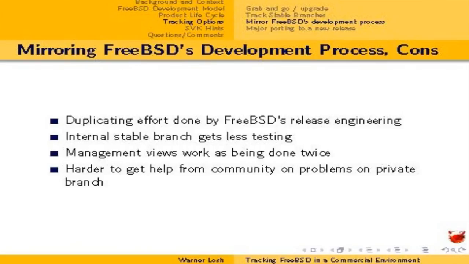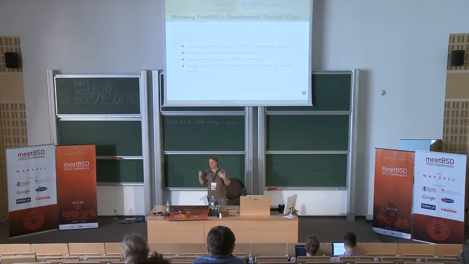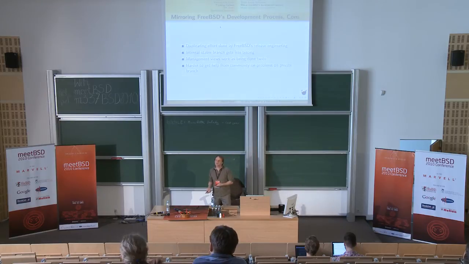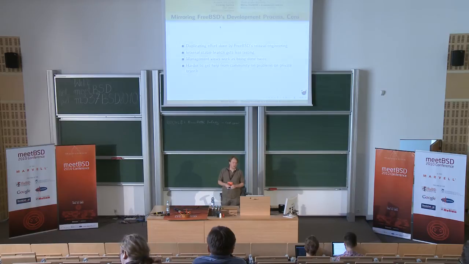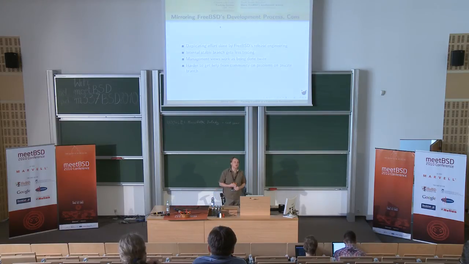The disadvantages, however, of doing this are that by cutting your own stable branch, you're duplicating the effort that the FreeBSD release engineer does. You're not leveraging all of that work into your product. Your internal branch will get less testing. Potentially, it will be less stable than if you had based it on a FreeBSD branch. And if you create these stable branches at odd points, and they live for a long time, it grows increasingly more difficult to get help from the community.